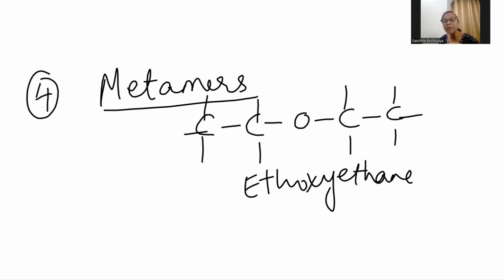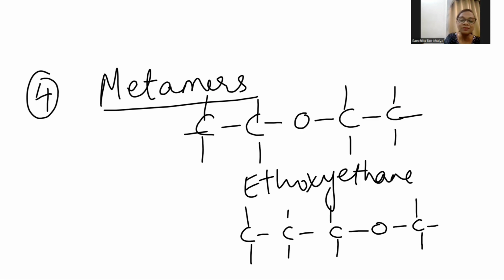Ethoxyethane. So the metamer of ethoxyethane has to be another ether, but you have to deal with the number of carbons differently on either side of an oxygen. Yes. So both ethers are metamers of each other, where we have changed the carbon distribution on either side of oxygen. So the metamer of ethoxyethane is methoxypropane.